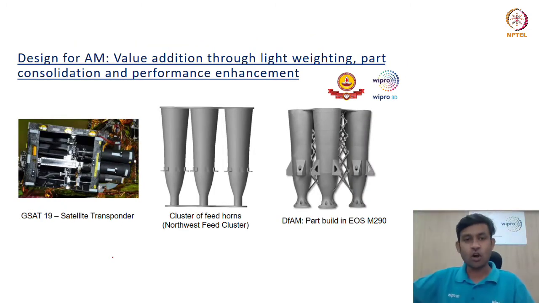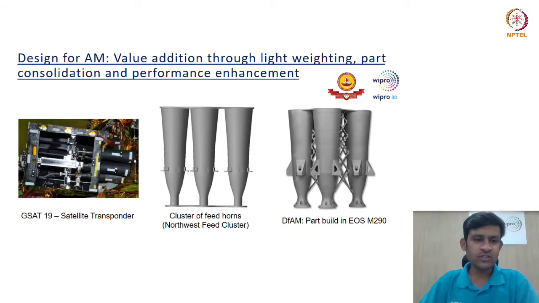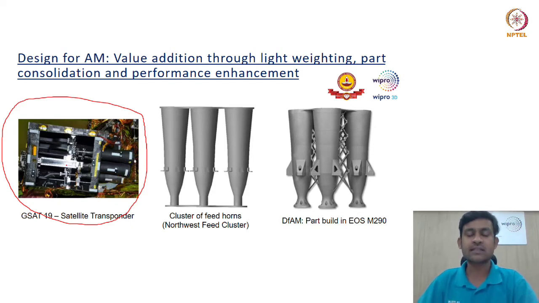As you can see, this is the component. What you see on the left-hand side here is showing you the actual use and application of the component. The unit that you see is a transponder of a satellite. This is a communication satellite, and this is a transponder of the satellite.